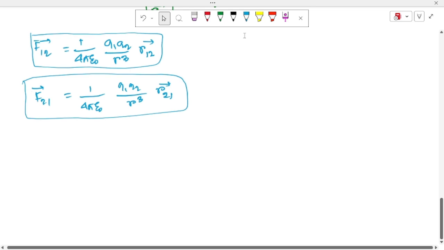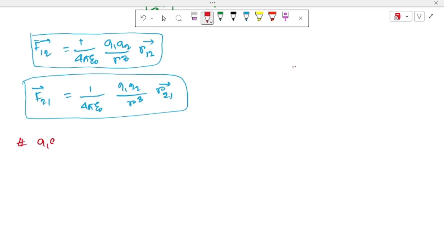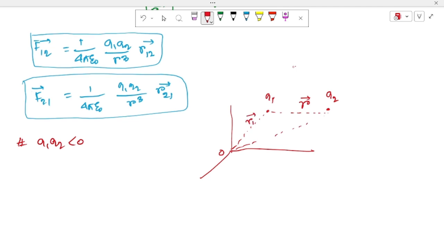Now the second situation is when Q1 Q2 is less than 0. If Q1 Q2 is less than 0, then obviously the force between these two charges Q1 and Q2, separated by distance R vector, and here is R1 vector and this is R2 vector.